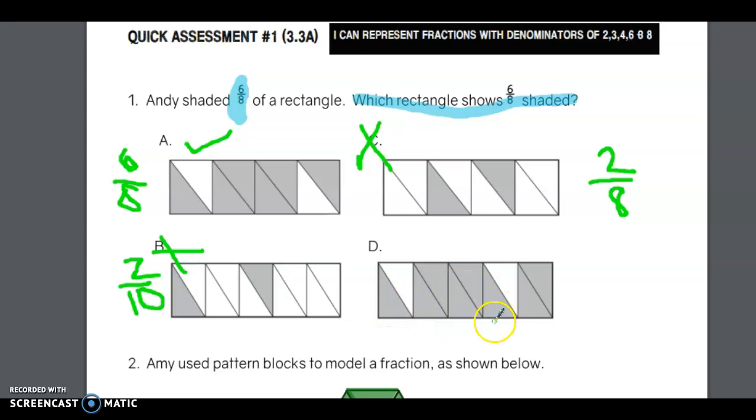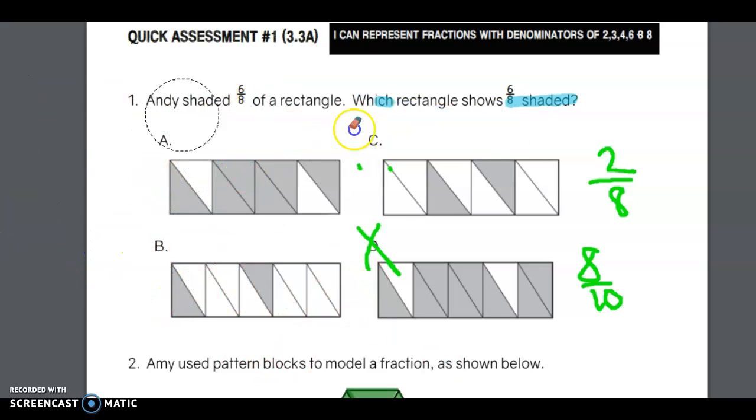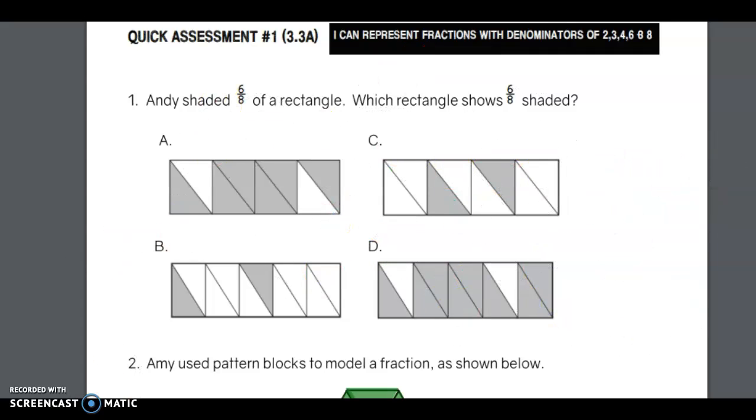We're going to count our total pieces first and put that as our denominator. 1, 2, 3, 4, 5, 6, 7, 8, 9, 10. Okay? And then I'm going to count the shaded pieces. 1, 2, 3, 4, 5, 6, 7, 8. 8/10 does not look like 6/8. So the correct answer here is letter A. Okay, let's keep going.